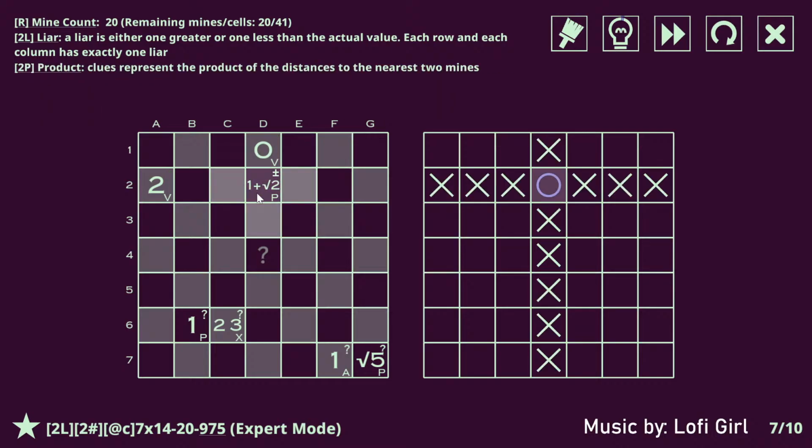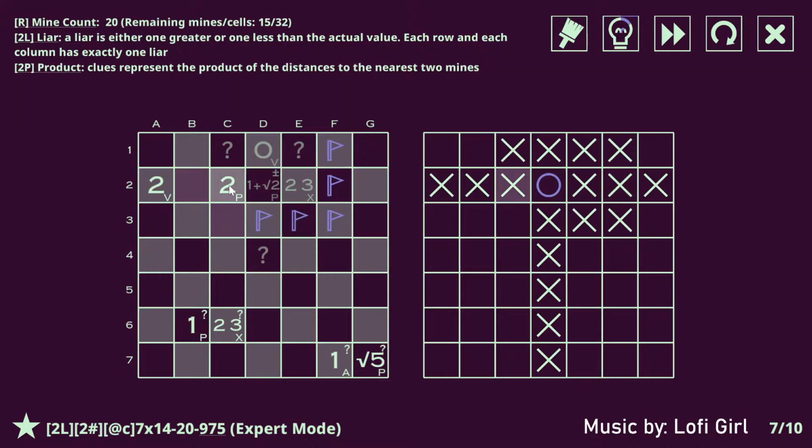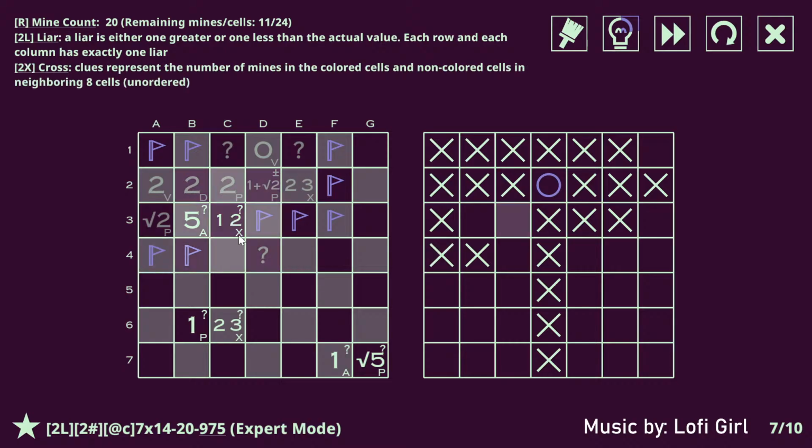Definitely lying. So it's a root 2. 0 is telling the truth. Root 2 means that's a mine. 2-3 is done. 2 product sees a root 2, so it can't see anything that's 1 away. 2 deviation means these are both mines, so these are both empty. 5 area is at least 4. And this root 2 is telling the truth, which means that's a mine.